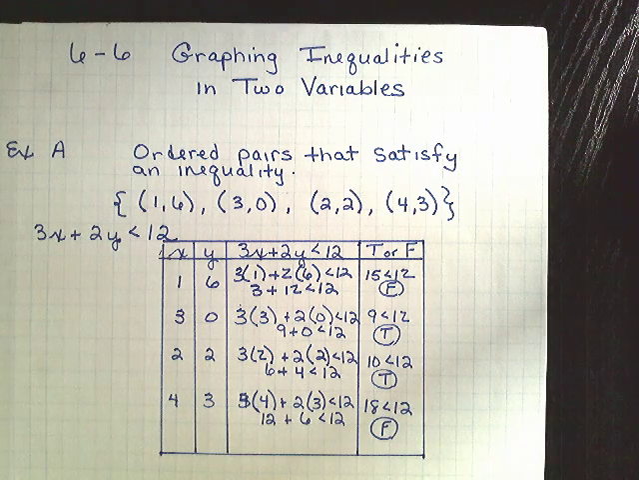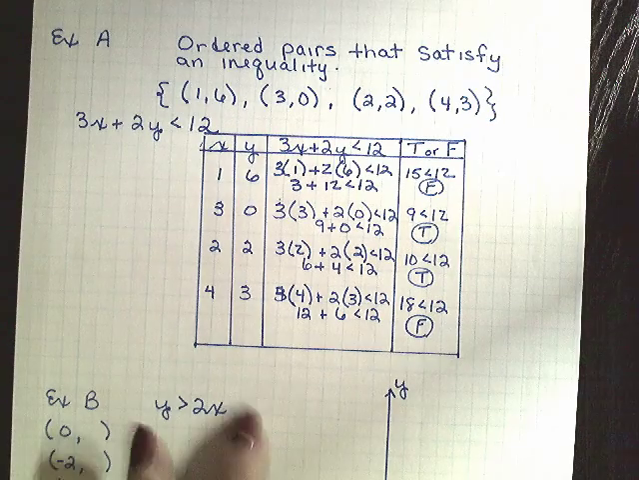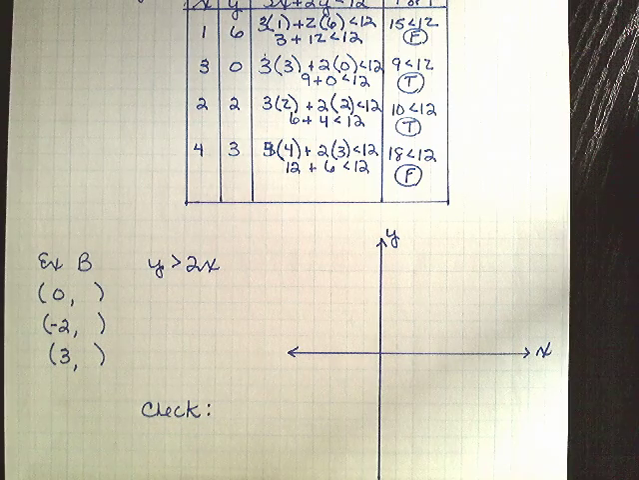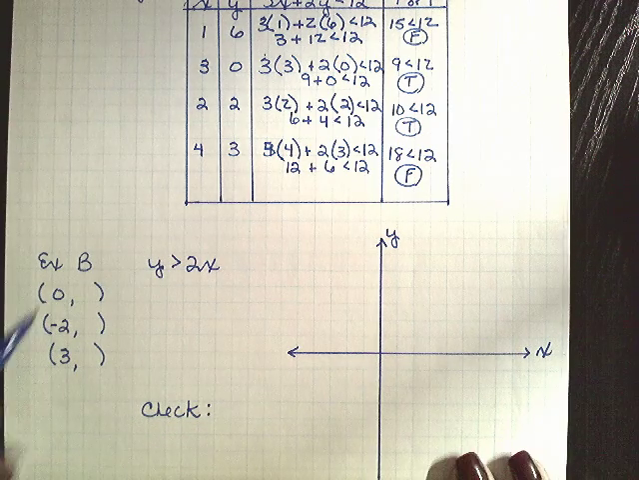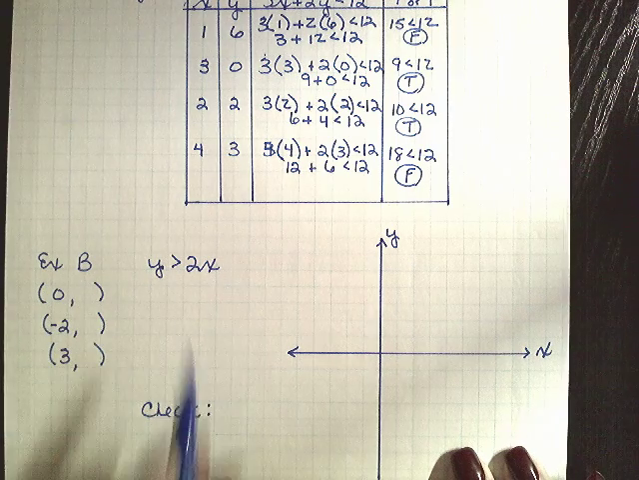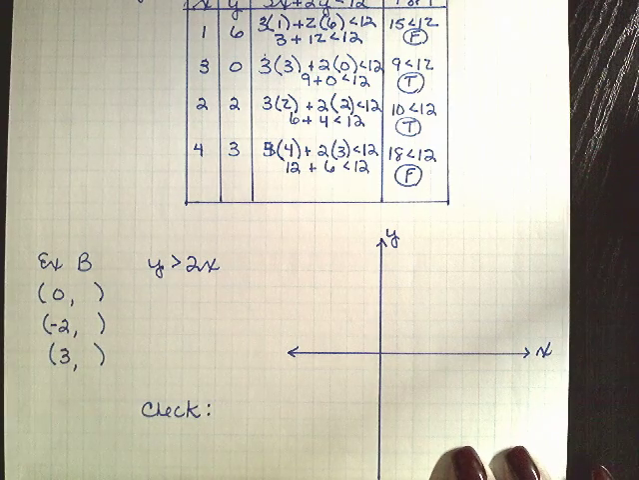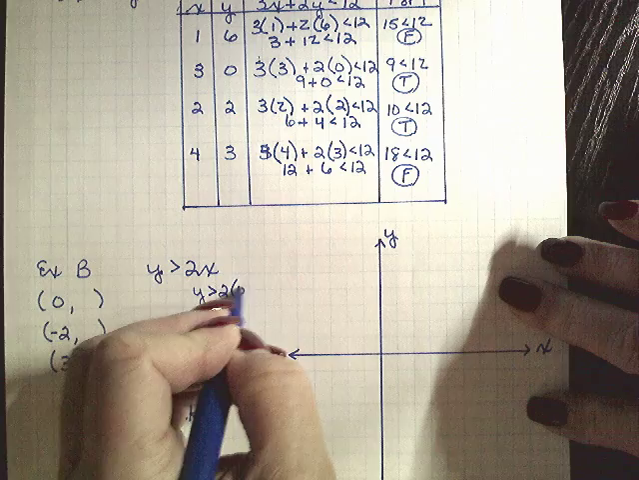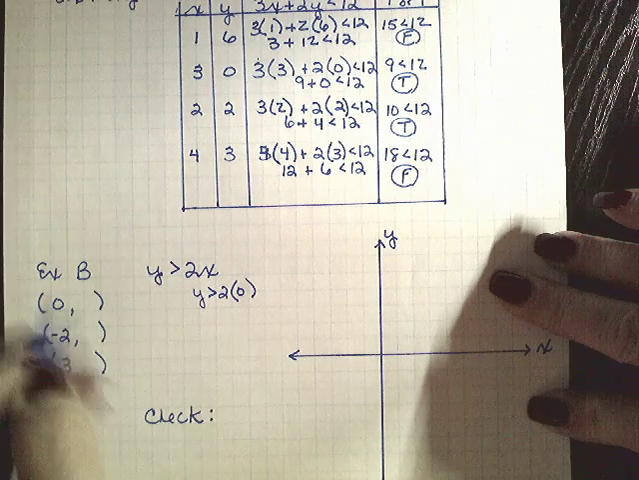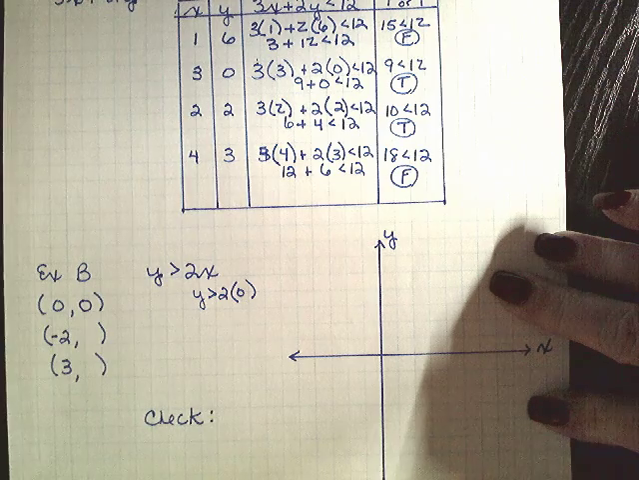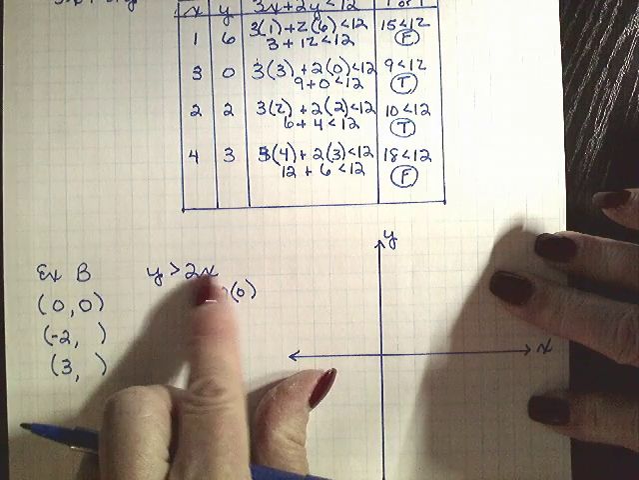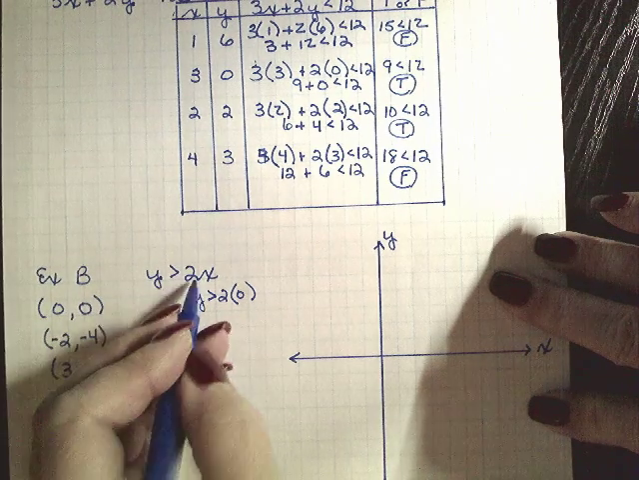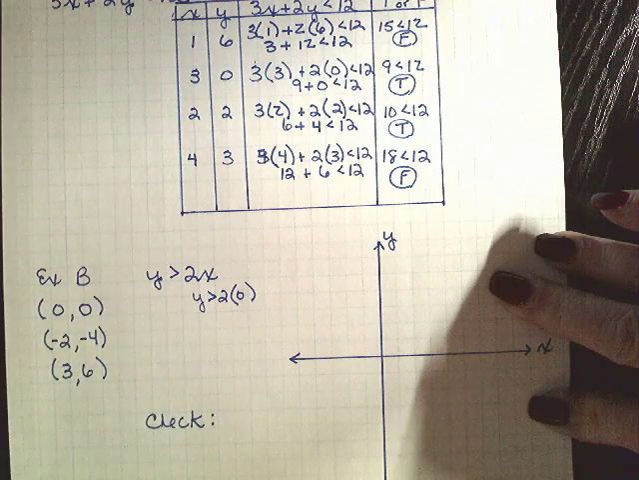All right, moving on to the next part, we are actually going to graph an inequality now. So I chose y equals 2x. I'm sorry, y is greater than 2x. I just chose 3 x values to substitute in to see what we can get for y. If I took y is greater than 2 times 0, what is that equal to? That would be equal to 0. Substitute negative 2: 2 times negative 2 would be negative 4. 3 times 2 is 6. So these are 3 points.